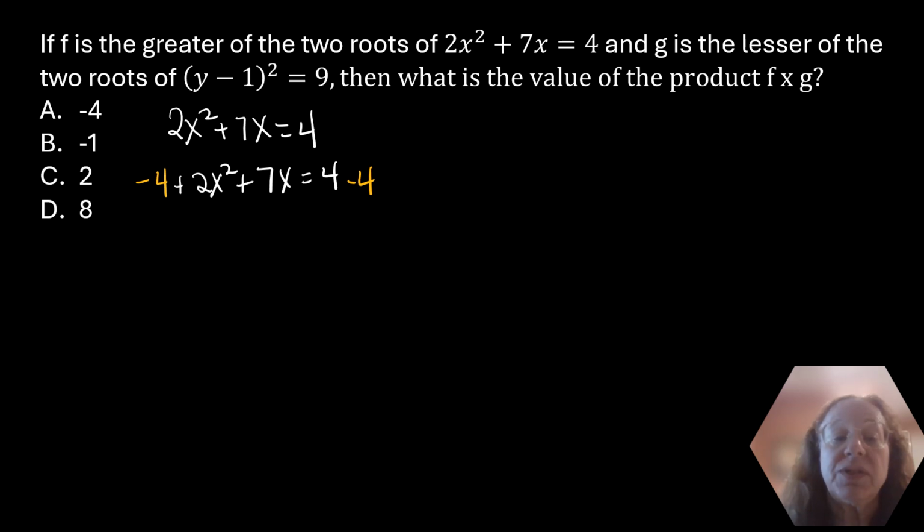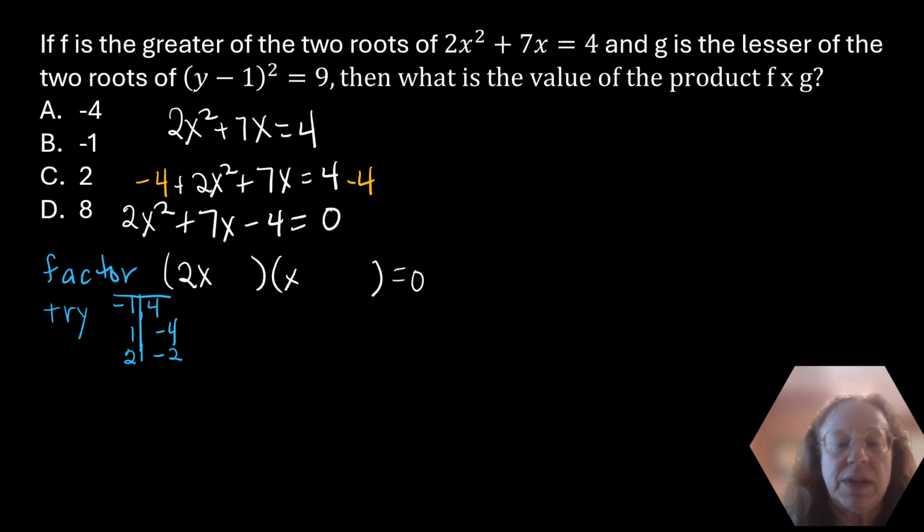So we're going to take the first equation, which is f, 2x squared plus 7x equals 4, and get it equal to 0, and then factor it. So the first thing we'll subtract 4 from both sides, and we get 2x squared minus 7x minus 4 equal to 0. Now we can factor that. We know that the first terms are 2x and x. We just have to find those second two terms.